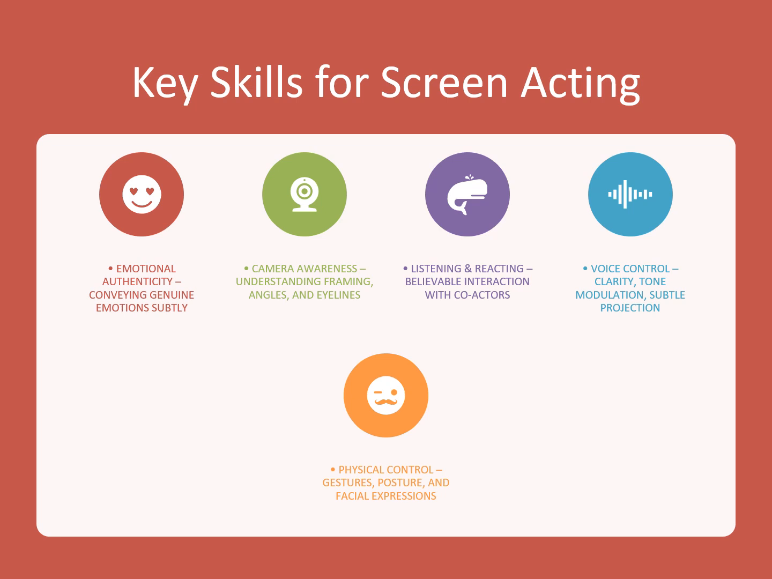There are key skills that are needed for screen acting. One of such is emotional authenticity. You'll be able to convey your genuine emotions. Another one we should note is camera awareness. You must understand the framing, the different framing angles, the eye lines, and so forth. Another skill you must master is listening and reaction. So you should react in such a way that it will be believable interaction with your co-actors or actresses.